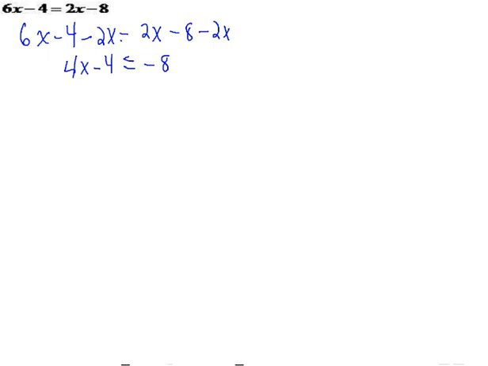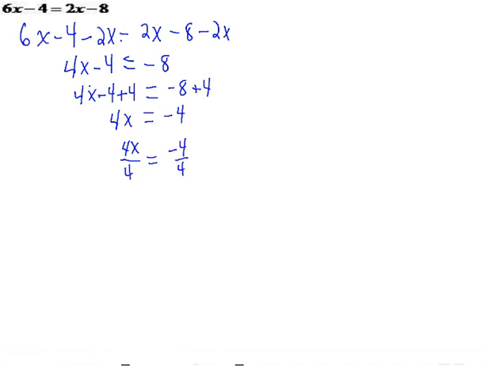So the next thing, what would I do next? I'd add 4 to both sides, then 4x minus 4 plus 4 is equal to negative 8 plus 4. Now combining the like terms, I'm left with 4x on the left side equal to negative 4 on the right side. The next thing I would do is divide both sides by positive 4. So 4x over 4 is equal to negative 4 over 4, so we're saying x equals negative 1.